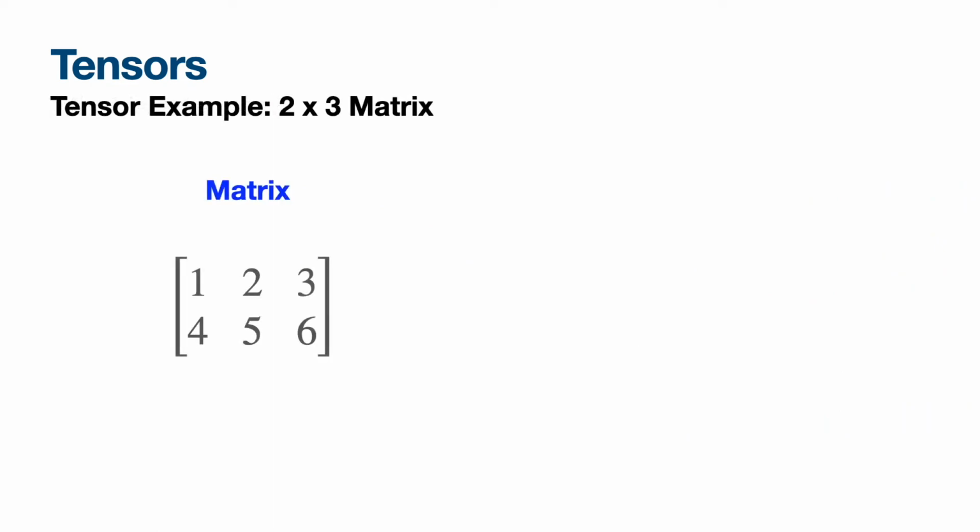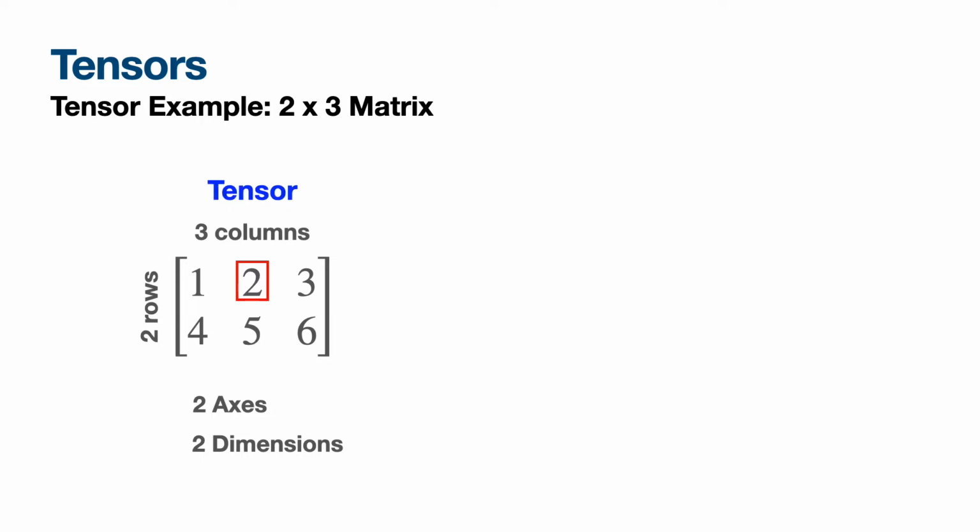This is a 2 by 3 matrix. It has 2 rows and 3 columns. A value in the matrix can be located by row and column. For example, the value at the first row and the second column is 2. In short, a matrix has 2 axes. We also say a matrix has 2 dimensions. And a matrix is a tensor. Specifically, it's a 2D tensor because it has 2 dimensions.